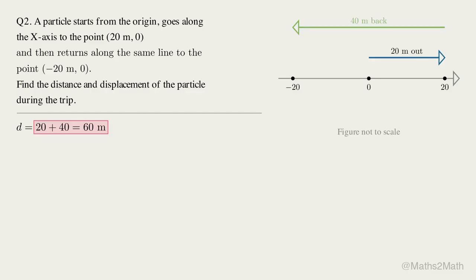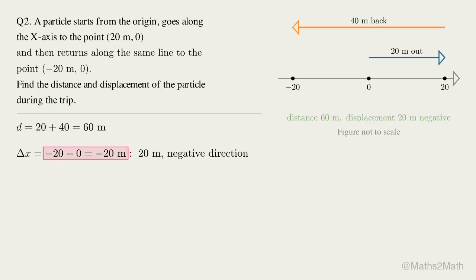Going out is 20 meters. Coming back from 20 to minus 20 is another 40 meters. The distance is 60 meters. The displacement is the final position minus the start, minus 20 minus 0. That is 20 meters in the negative direction.